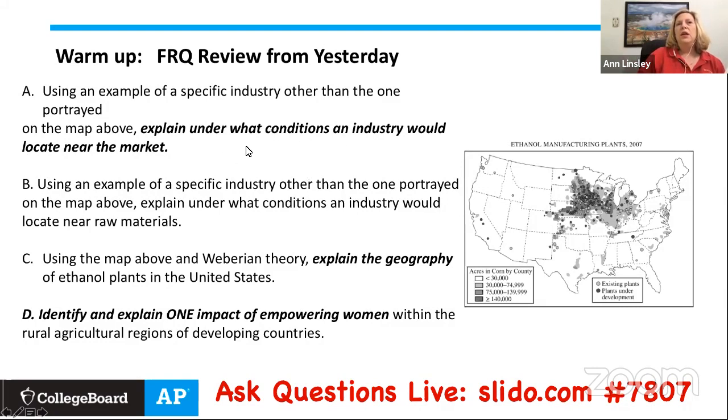So, explain under what conditions an industry would be located near the market. If I am locating an industry near the market, obviously this isn't going to be the market, because you have your understanding of where your largest cities are. So your market's going to be over here, or over towards Chicago, or down south where your largest market is. So why would I put a specific industry near the market?